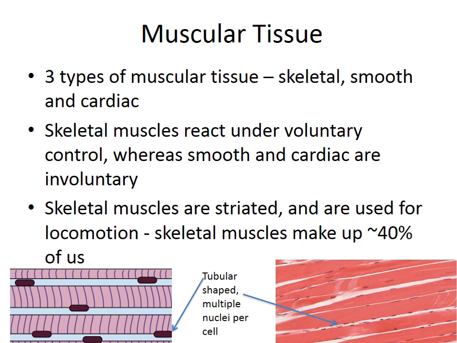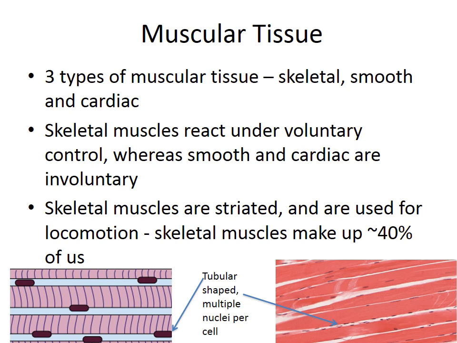The next type of tissue is muscular tissue. There are three types of muscular tissue: skeletal, smooth, and cardiac. Skeletal muscles are those that are voluntary, so you can actually control them, or the organism can control them, whereas the smooth and the cardiac muscles are involuntary and the organism has no control over them. They are just automatic. Skeletal muscles are striated and are used for locomotion, and they usually make up about 40% of us.